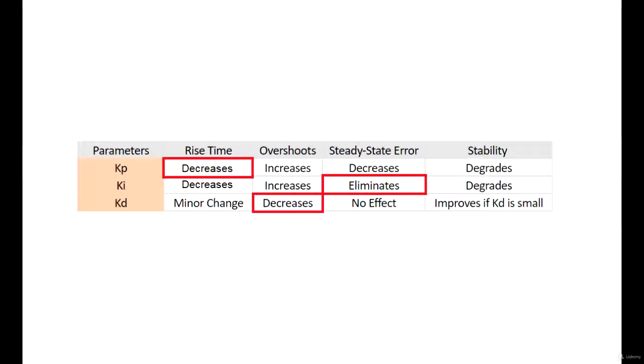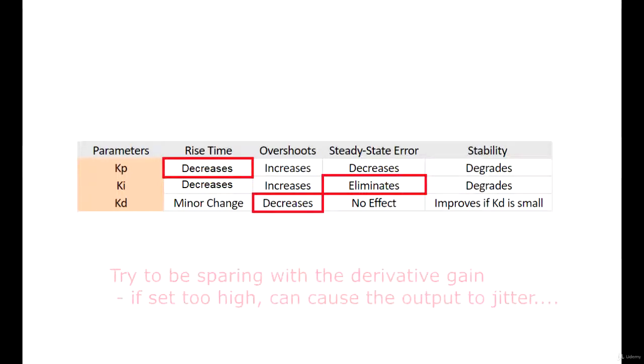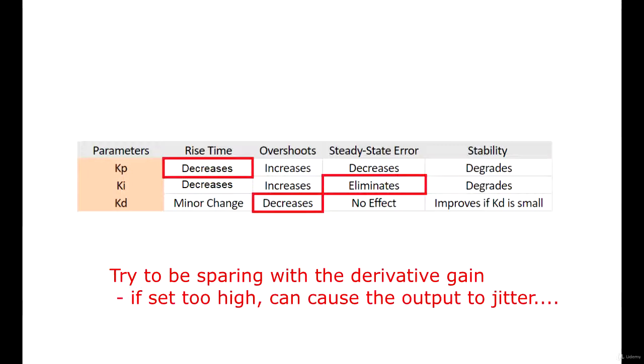Now, one thing I want to mention is that you need to be very sparing with your derivative term, because although it may decrease the overshoots the higher you set it, if you set it too high, it can cause your system to be very sensitive to even the smallest errors. This can cause a very turbulent control signal that will cause your system's output to jitter.